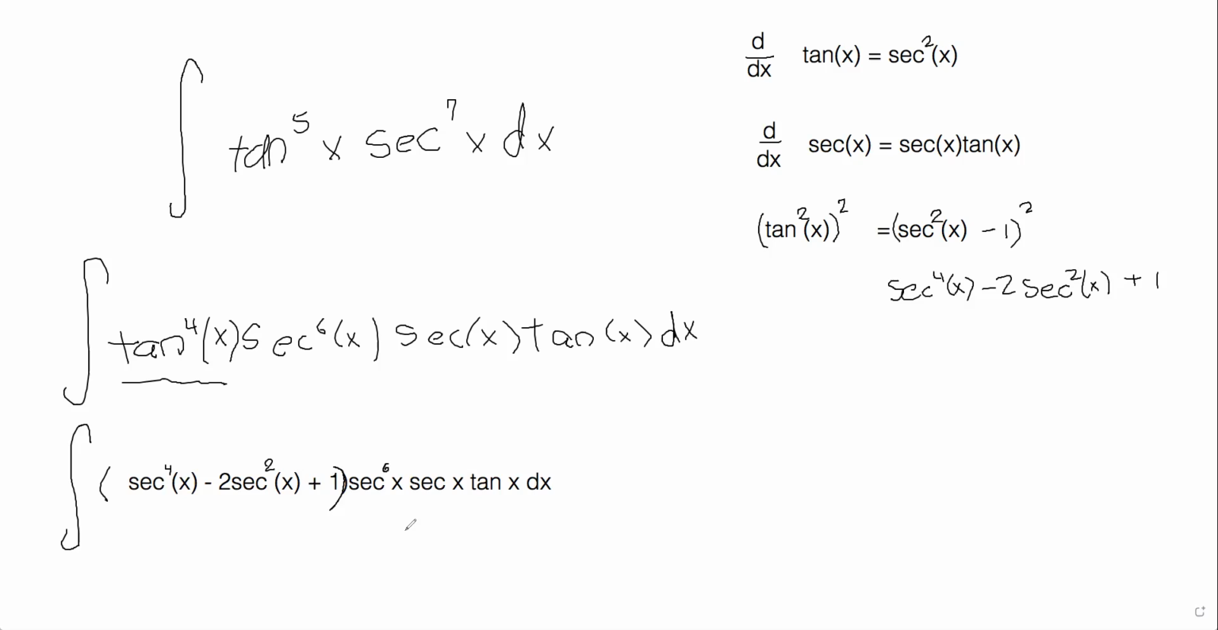And so that pretty much comes out to be 1 over 12 u to the 12 minus 1 over 5 u to the 10 plus 1 over 8 u to the 8 plus c. And then I just replaced u again with secant x for the final answer. That's correct. You did very well.